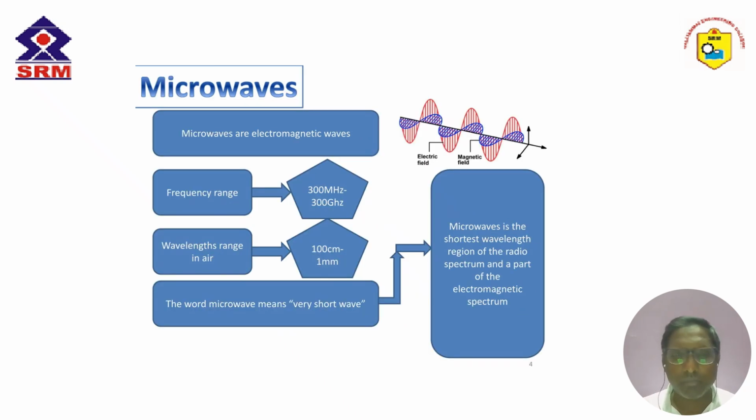So now, what is microwave? Microwaves are electromagnetic waves. It is a combination of electric field and magnetic field, and it is called electromagnetic waves. The microwave frequency range is 300 megahertz to 300 gigahertz. The wavelength range of microwave in air medium is 100 centimeter to 1 millimeter. The other name of microwave is very short wave, because microwave is the shortest wavelength region of the radio spectrum and a part of the electromagnetic spectrum.